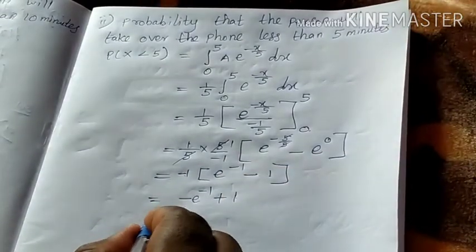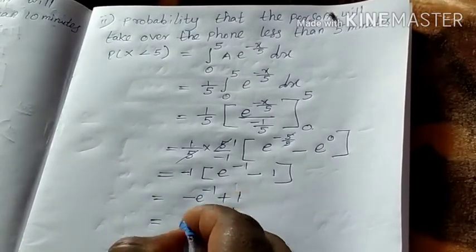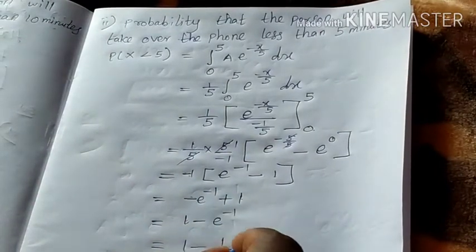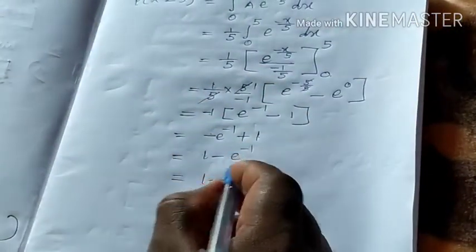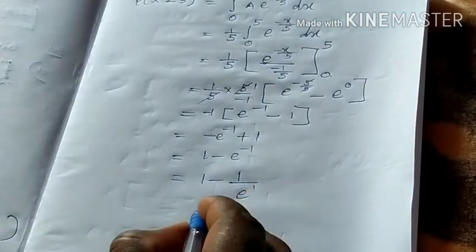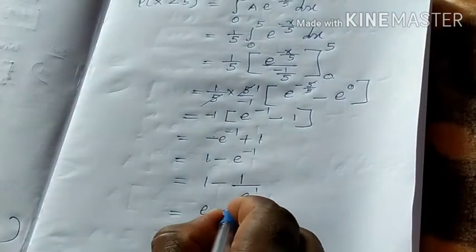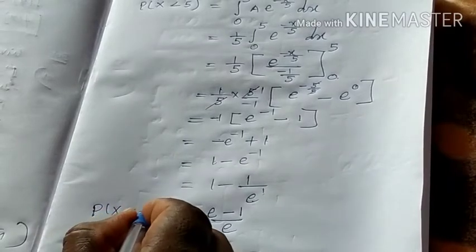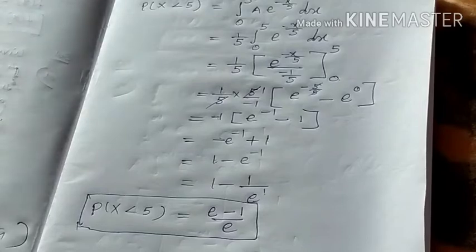Okay, it is equal to 1 minus e^(-1), plus 1 and minus e^(-1). It is equal to 1 minus 1 divided by e, plus 1. Okay, this can be written as 1 divided by e. Using cross multiplication, it is equal to (e minus 1) divided by e. This is for P(X < 5). Okay, that is the second subdivision answer. Have you understood?